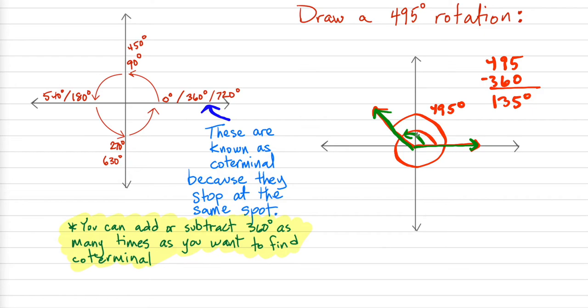If you get an even bigger number, do you have to list all of the coterminals or just one? You're usually just asked to write one, and there's lots of correct answers.